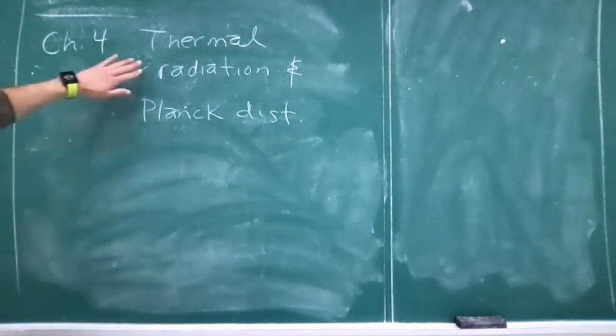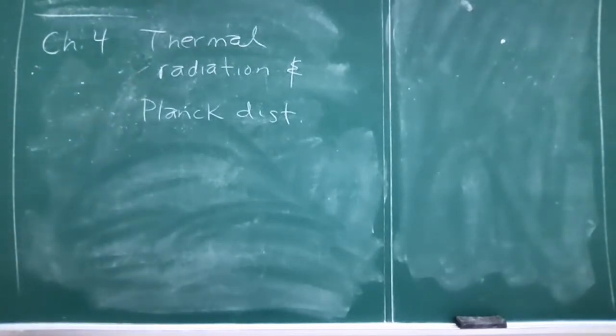What is radiation, Mr. Laird? It is electromagnetic waves that come out of a body. Of which body? When I saw it, it was black body radiation, but anybody radiates electromagnetic waves. So that's thermal radiation.